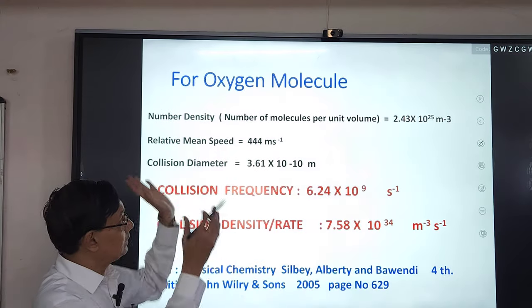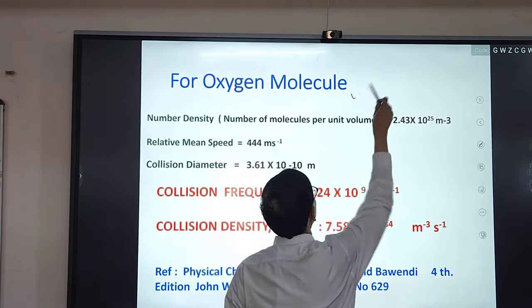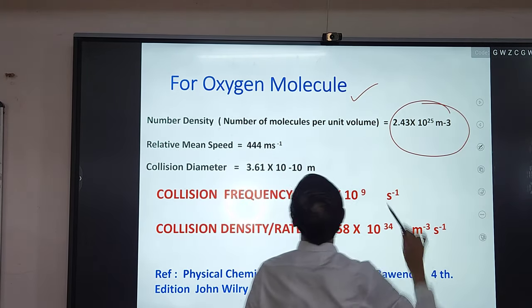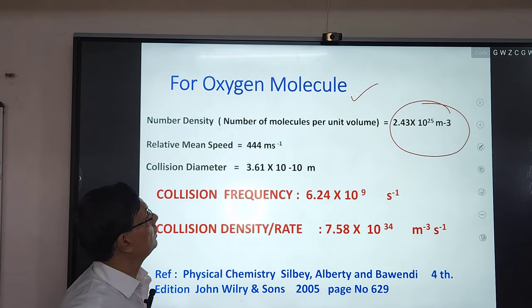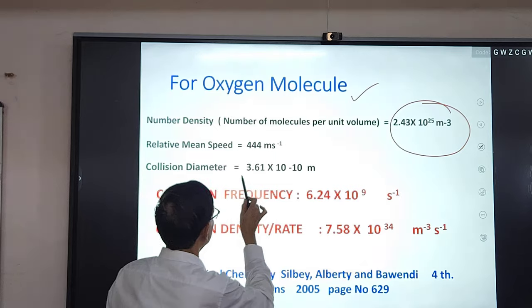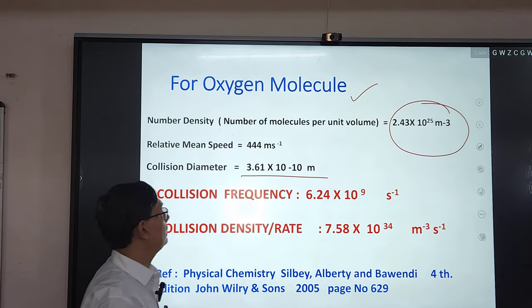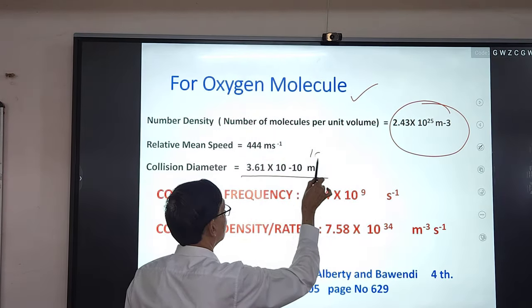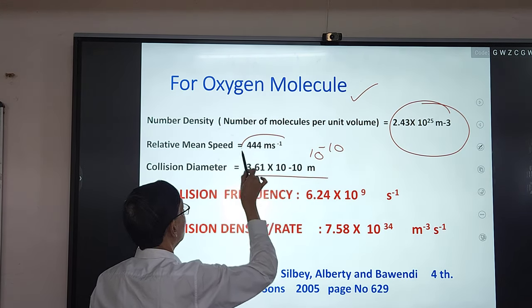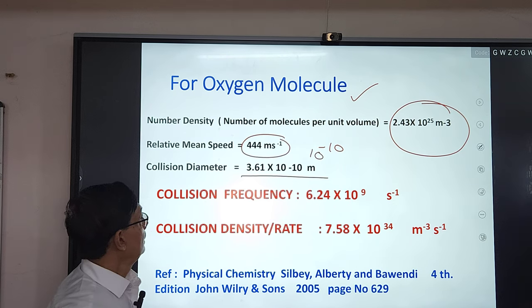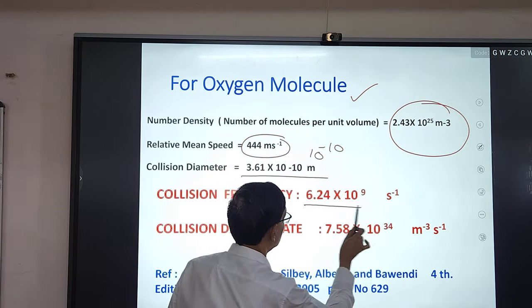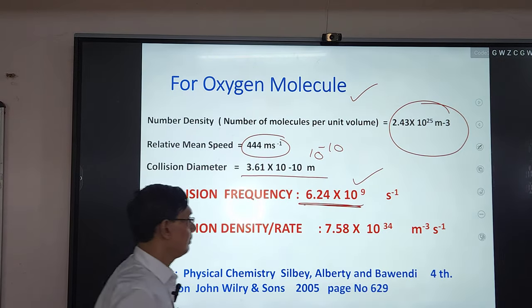Again, that is nitrogen, it is oxygen. But again, you see the number of molecules per unit volume is 2.4 × 10⁻²⁵. The collision diameter is 3.61 × 10⁻¹⁰, and speed is 440 m s⁻¹. So the collision frequency, you see, is 6.24 × 10⁹, very less.